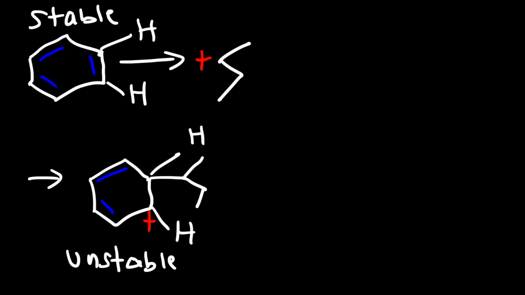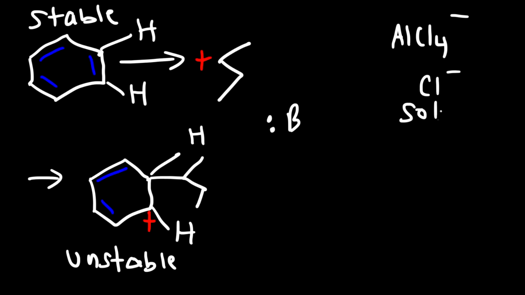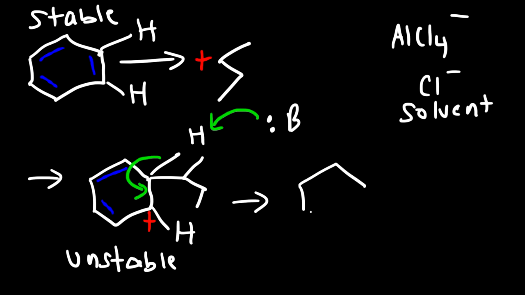So we need a base. So I'm going to use a generic base, which could be AlCl4-, it could be the chloride, or it could be the solvent. So that base is going to go for the hydrogen. The carbon-hydrogen bond is going to break, regenerating the aromatic ring. And so this is going to be the final product in this reaction.